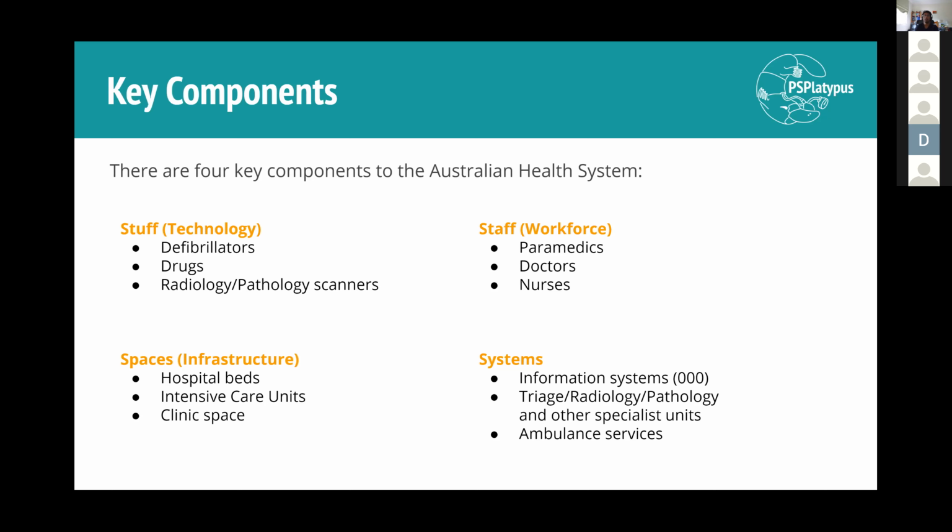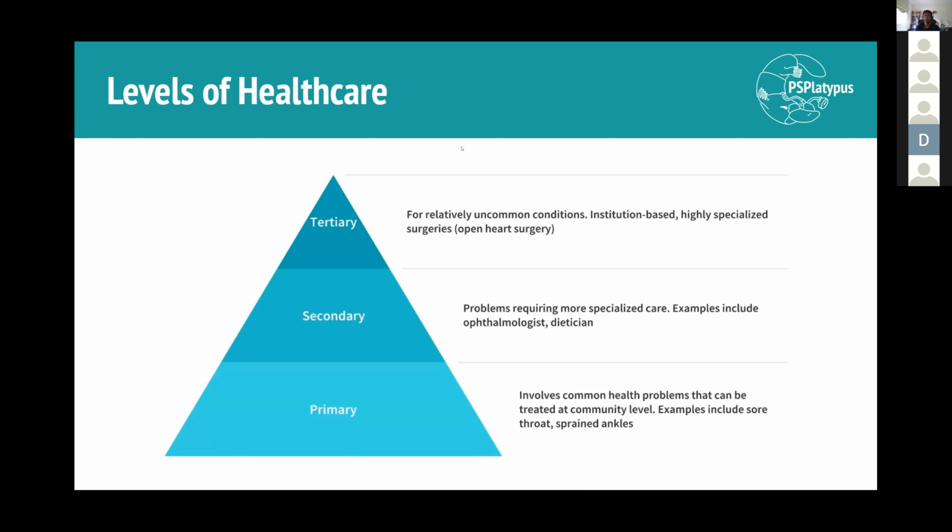So we have 000. That's a service that will help connect patients to emergency services. We have our various radiology, pathology units, ambulance services, all of that sort of thing. This is also quite important, and we'll come back to this throughout the course, and also potentially in other disciplines as well. But the idea is we have 3 levels of healthcare, basically.